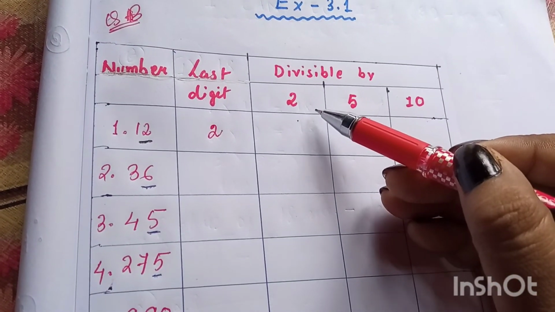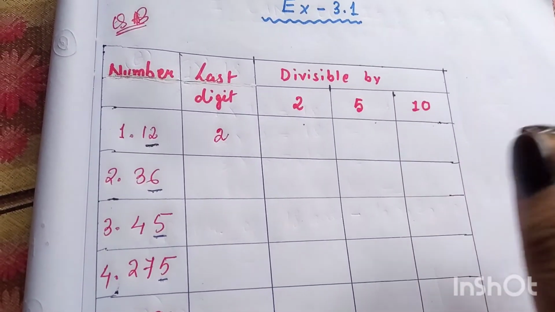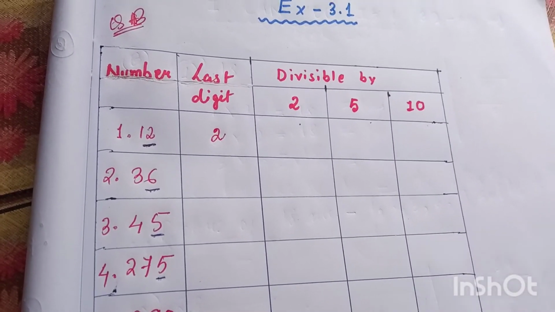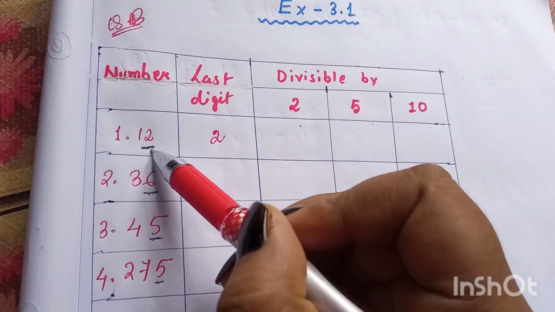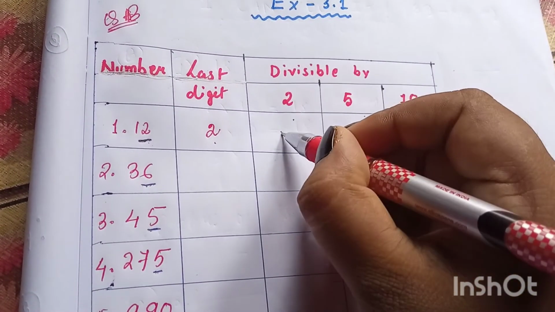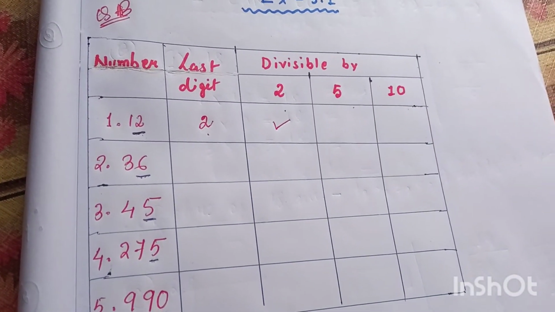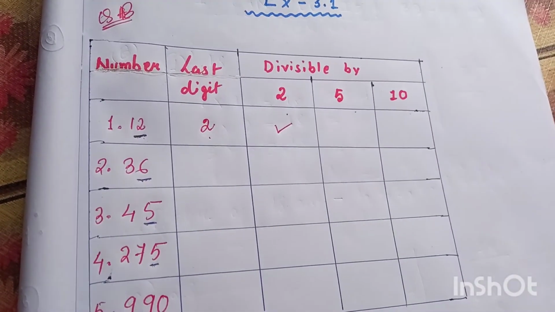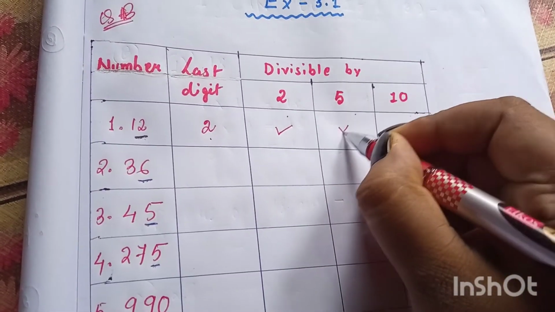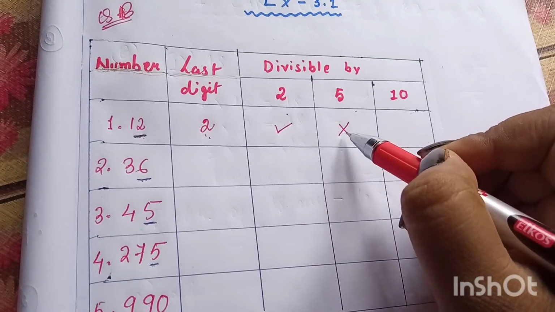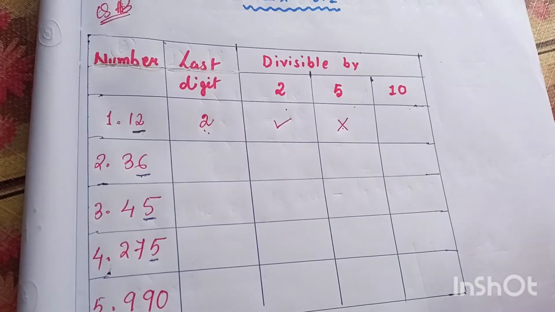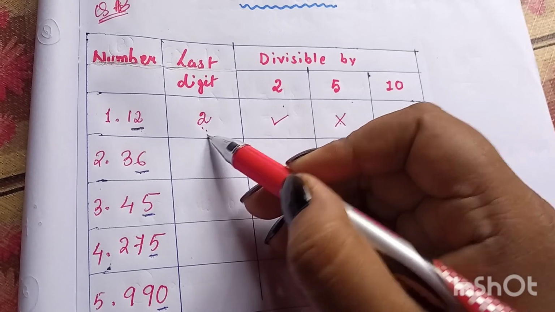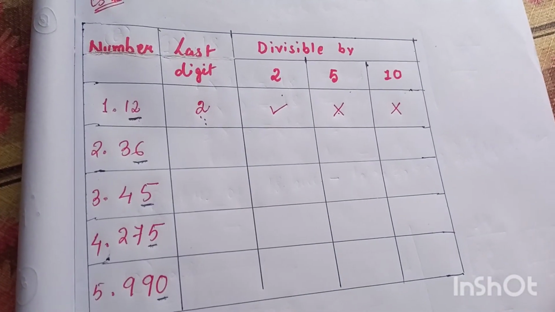Do you remember the divisibility rule of 2? If any number ends with 0, 2, 4, 6 or 8, it is divisible by 2, right? So, this number ends with digit 2. It means it is divisible by 2. In the divisibility rule of 5, it should end with 0 or 5. The last digit is 2, so it is not divisible by 5. According to the rule of 10, the last digit should be 0. But here we have 2. That means it is not divisible by 10.